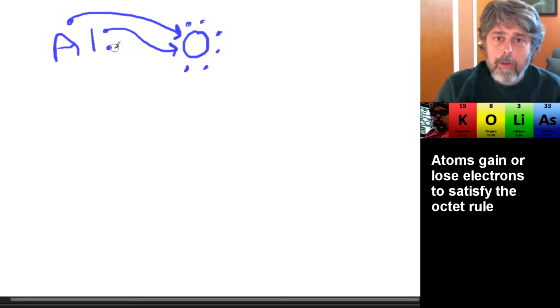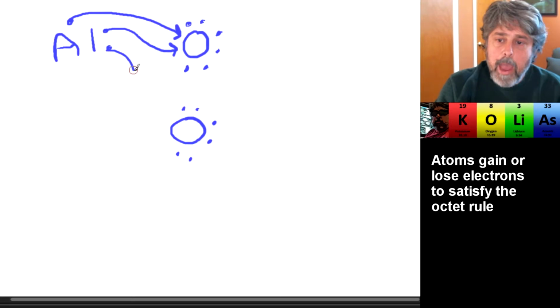Where's it going to go? It's got to give it to an oxygen. Remember, we have millions and millions of atoms here, so we need another oxygen for it to hook up with. Let's start off with 6 valence electrons, because that's what they start with. All right, they react. Here it comes. Here comes electron number 7 for the oxygen.